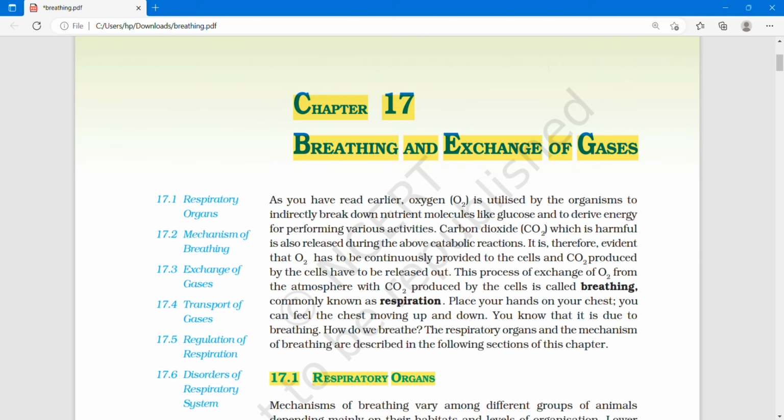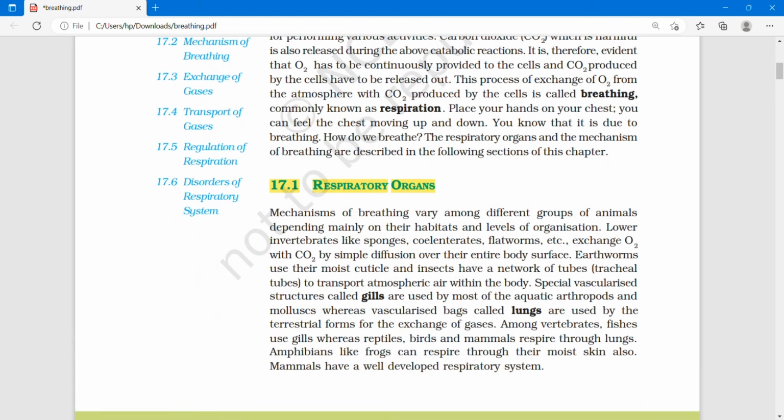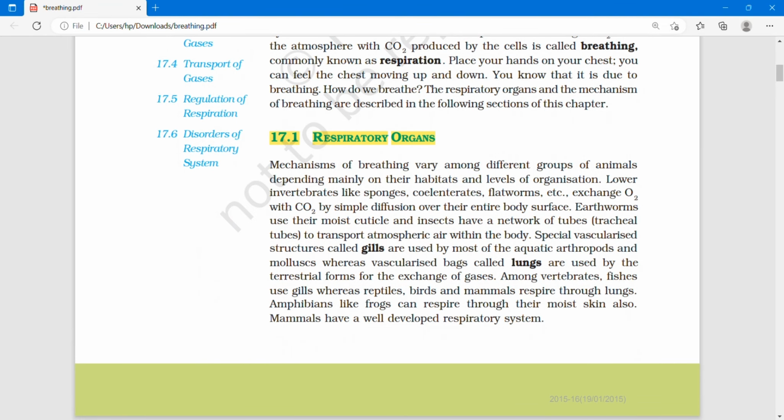This process of exchange of O2 from the atmosphere with CO2 produced by the cells is called breathing, commonly known as respiration. Place your hand on your chest. You can feel the chest moving up and down. You know that it is due to breathing. How do we breathe? The respiratory organs and the mechanism of breathing are described in the following sections of this chapter. And our first topic is 17.1, that is respiratory organ.